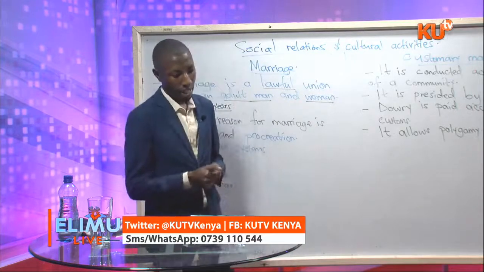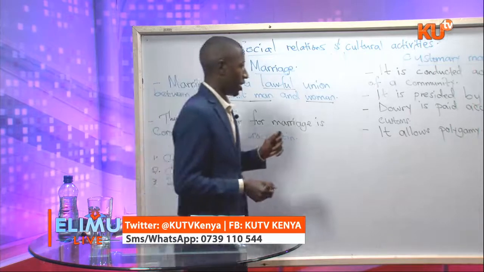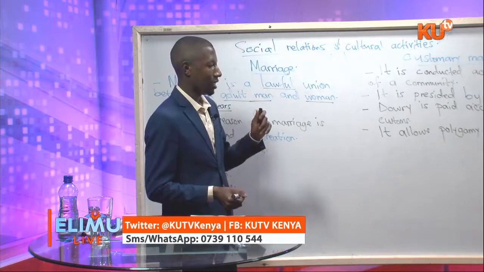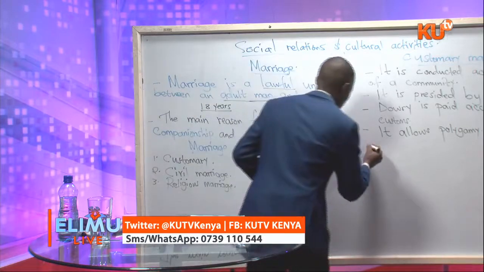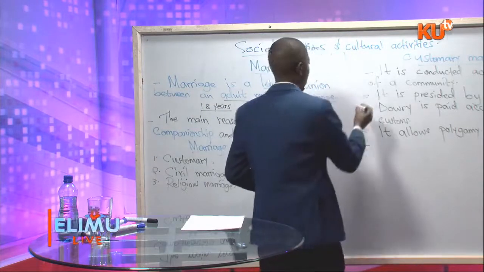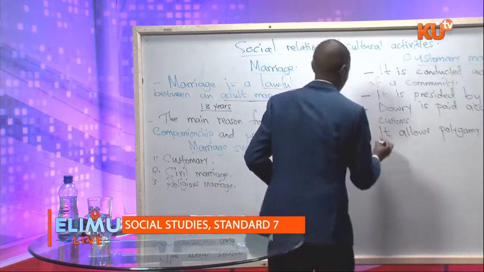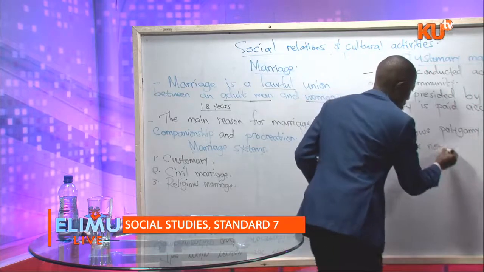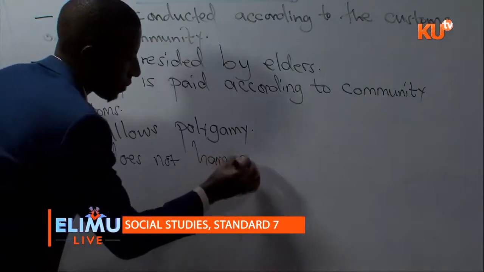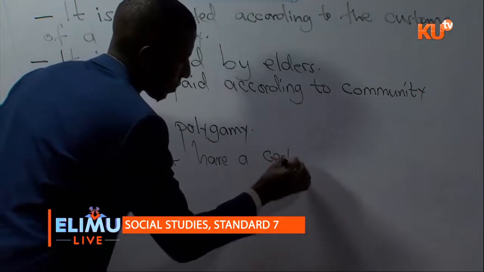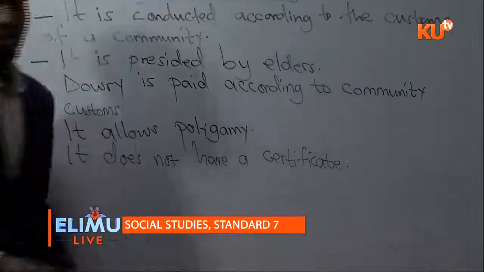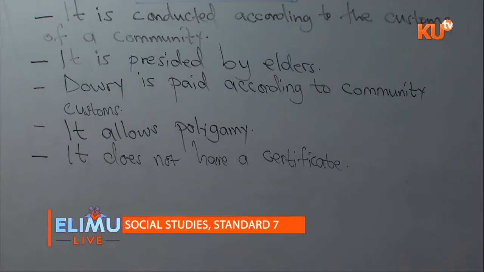Another characteristic of customary marriage is that this marriage does not have a marriage certificate. It does not have a certificate. You are not given any document to show that you are married.